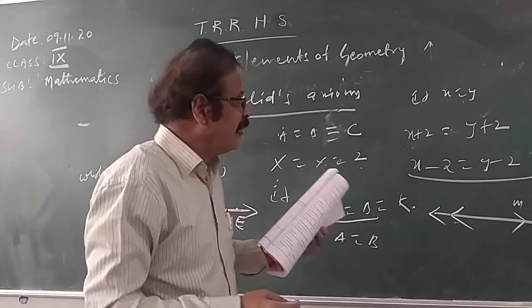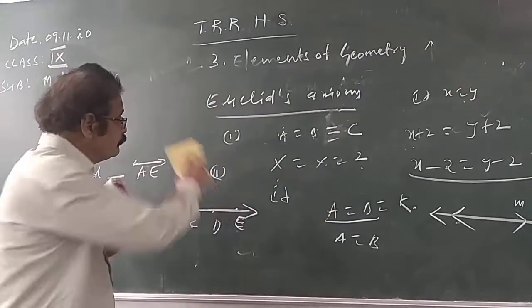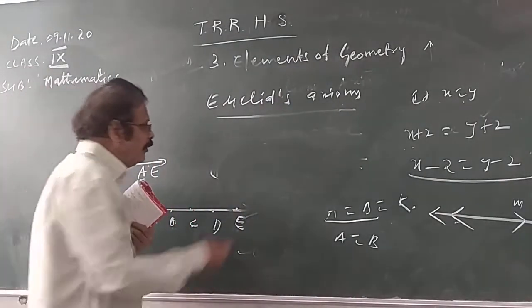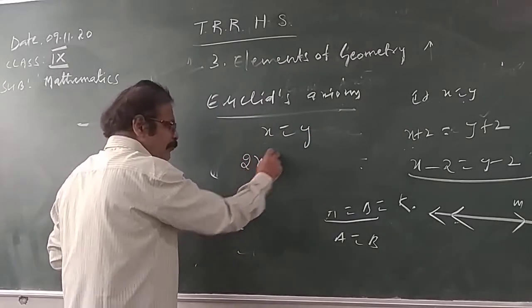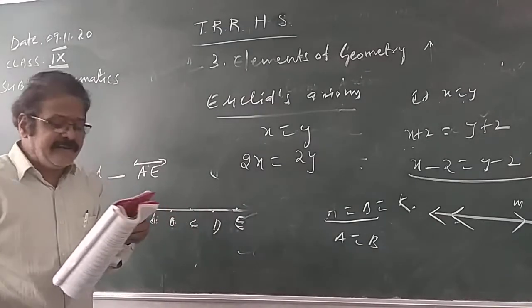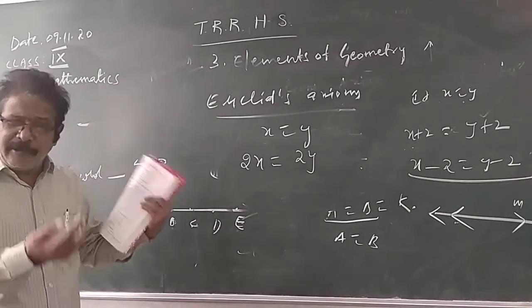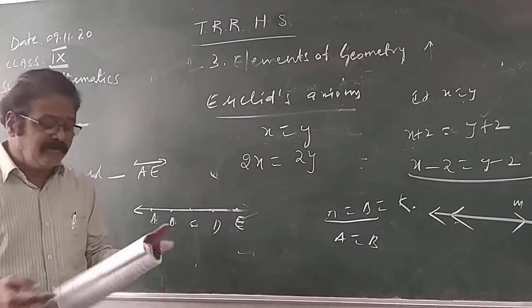The things which are double. For example, x equal to y. Things are double means multiply with 2: 2x equal to 2y, like this. So the things which are double of the same things are equal to one another. When x equal to y, when you double them, it becomes 2x equal to 2y. When you triple them, 3x equal to 3y.